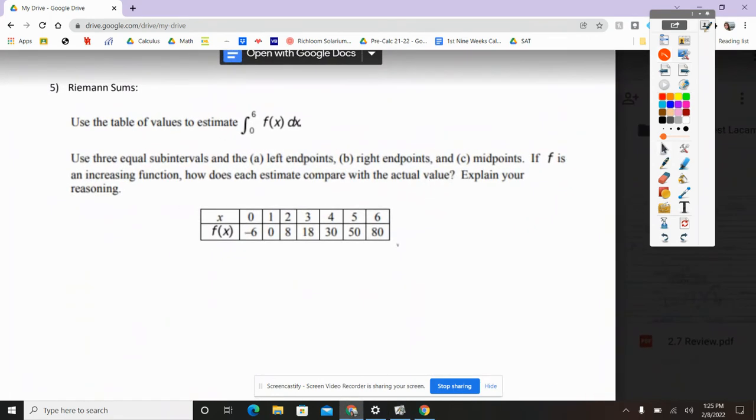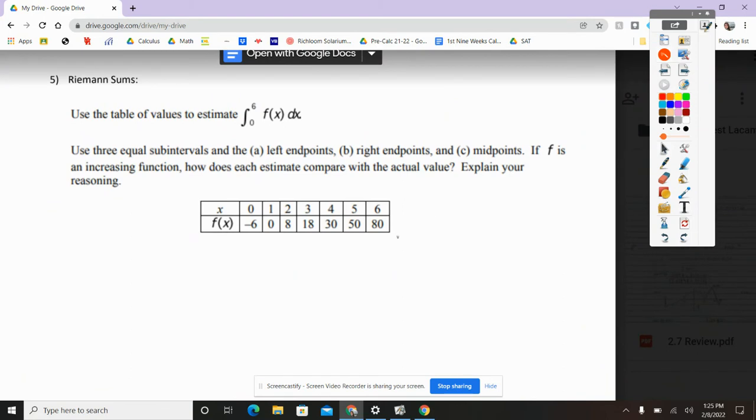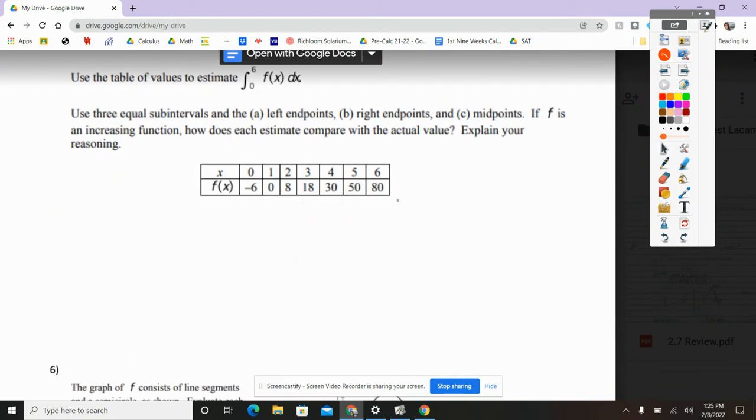All right, now we're on to Riemann sums. So 5 wants us to find or estimate the value from 0 to 6, and we're going to do it with left, right, and midpoint. It wants 3 equal intervals for each of these. So we need to figure out what our intervals are. So here's the first interval, second interval, third interval. And then my change here, it's going to be 2, 2, and 2.